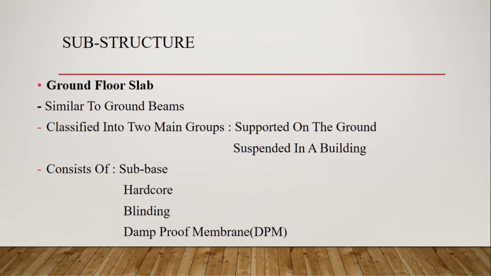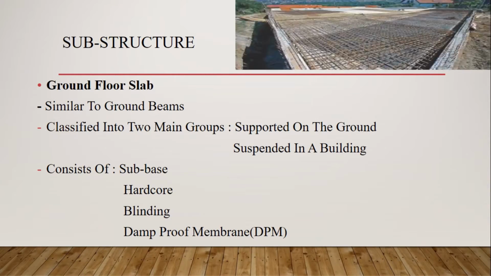Thirdly, ground floor slab is similar to beam in the way they span horizontally between supports and may be simply supported, continuously supported, or cantilevered. It is usually required when the area space is limited for certain use, like parking lots. Slabs may be classified into two main groups depending on whether they are supported on the ground or suspended in a building. Ground floor slab consists of subbase, hardcore, blinding, and then the membrane and bed.